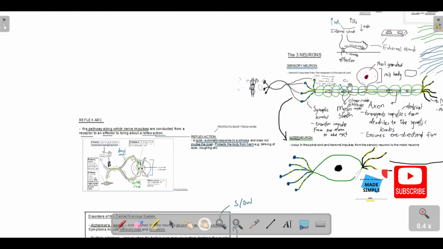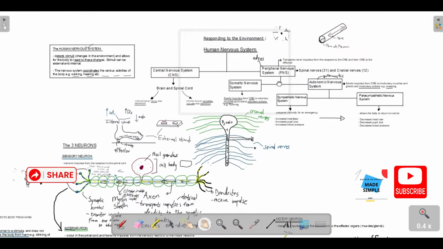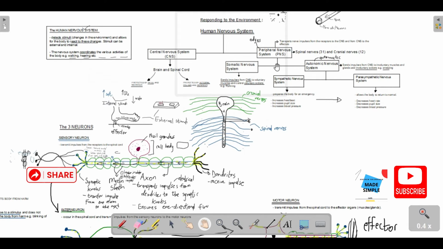So that is it for the human nervous system responding to the environment. Of course, we are not done with the human nervous system. We still have to do receptors, which are your eye and ear, and also look at the processes involved in the eye, such as your accommodation and pupillary mechanism, binocular vision, and in your ear you have your balance and hearing. I'll also take a look at disorders there as well.